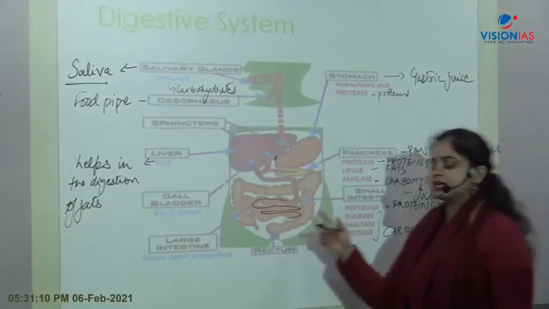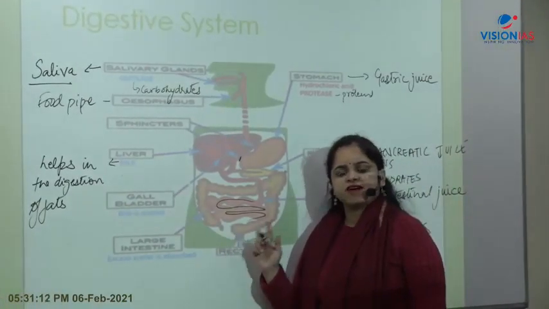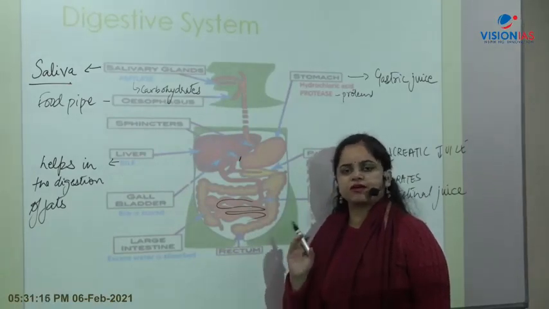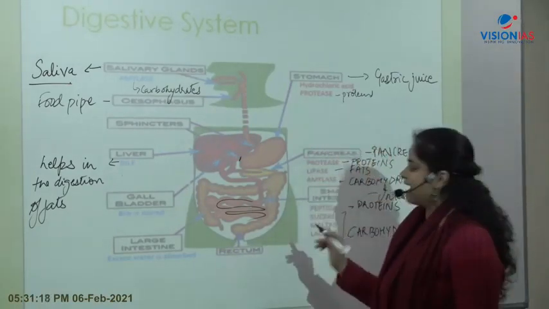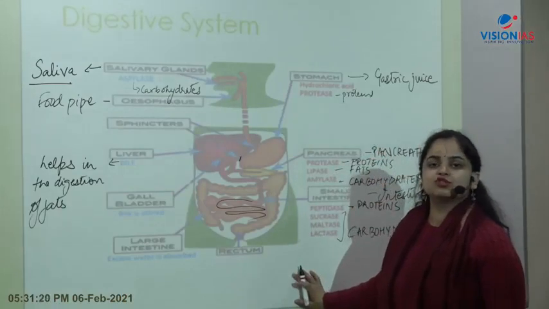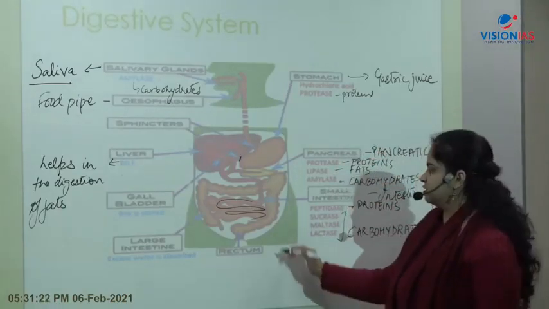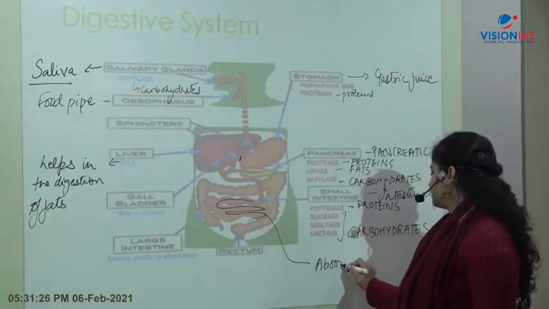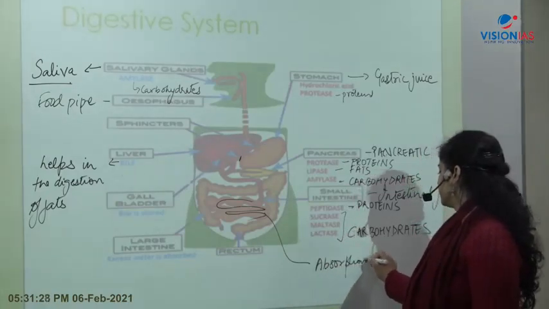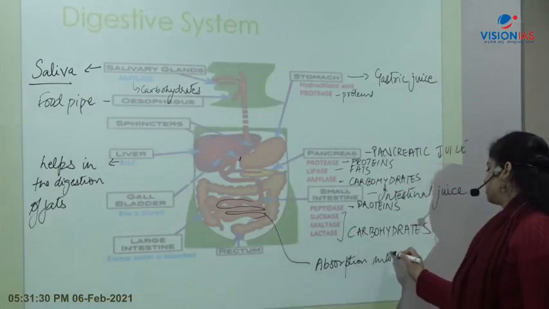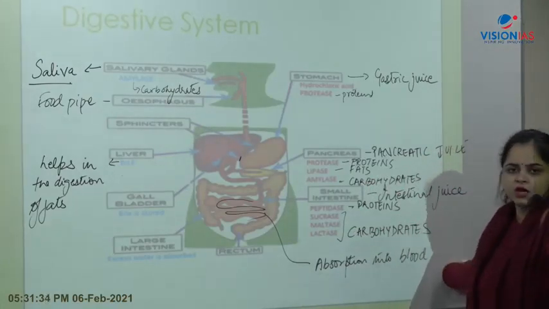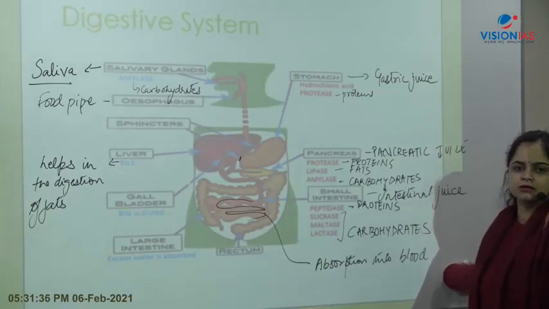Okay, so in the small intestine, finally everything is broken down into its simplest form: carbohydrates, fats and proteins. And all of this is absorbed into the blood in the small intestine. So, absorption into the blood.